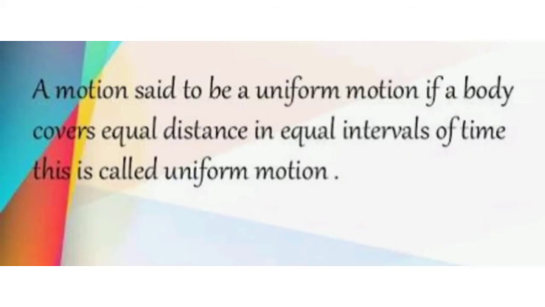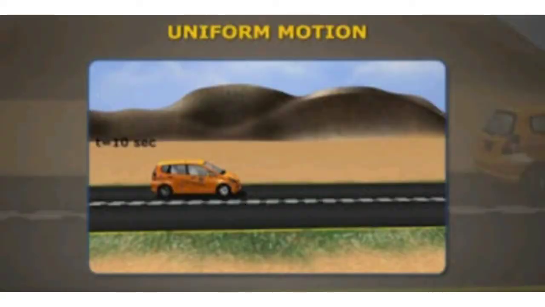If a body covers equal distance in equal intervals of time, this is called uniform motion. For example, a car running at a constant speed of 10 meter per second. It means the car covers a distance of 10 meter per second. Its motion will be uniform. So, a body with uniform velocity is in uniform motion.